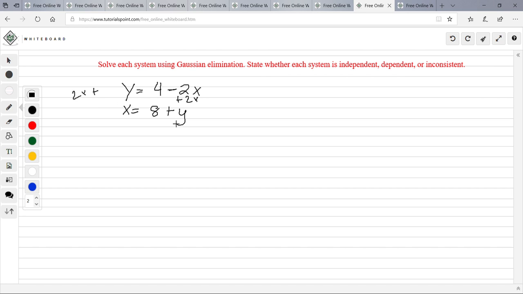And over here, in the second equation, I'm going to get rid of this y. I'm going to subtract y from both sides. So our new system of equations is going to be 2x plus y equals 4. And then this is going to be x minus y equals 8. Now we could put it in a matrix. This is going to be a 2 by 3 matrix.